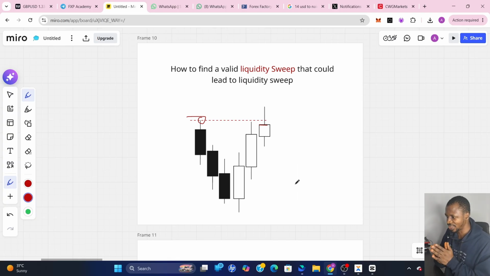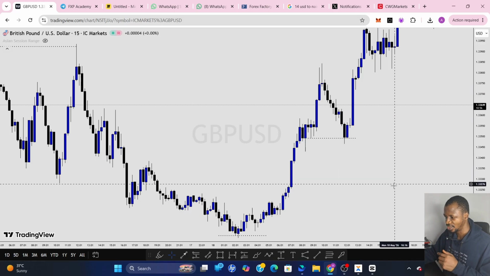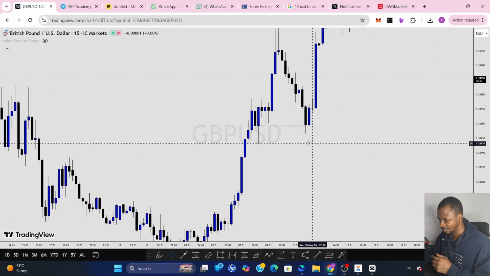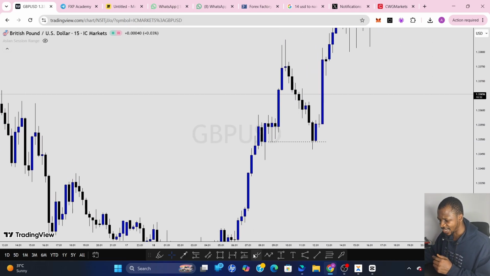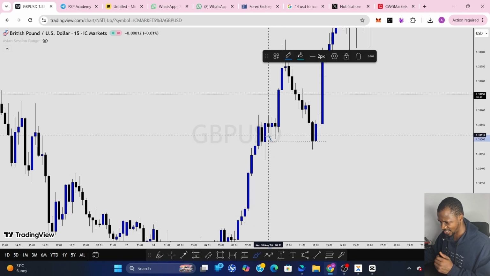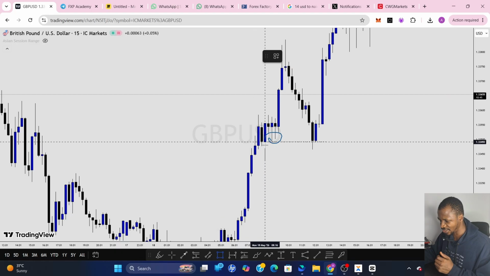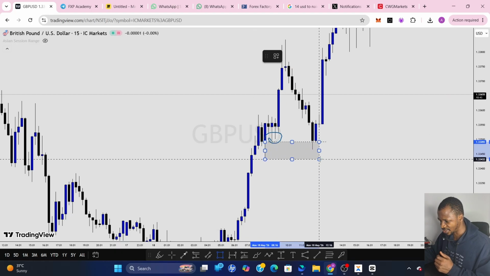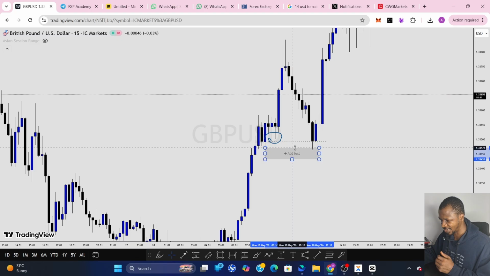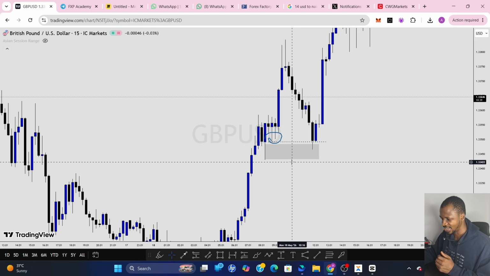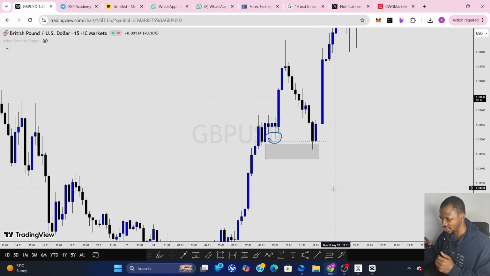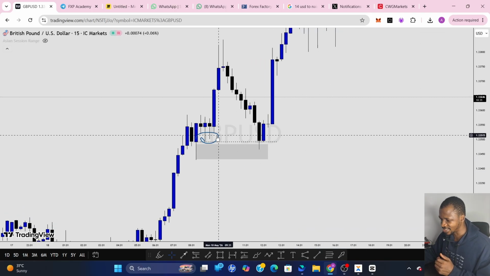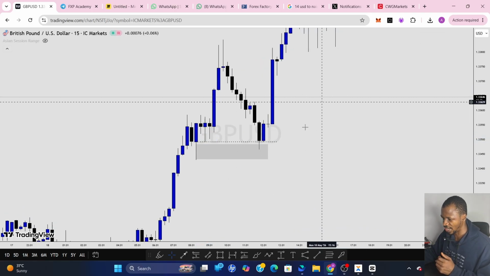Some of you will be like, okay, can you give us an example? Can you show us on the chart? Don't worry, I have you covered, my friend. So look at this chart here. You can see clearly that there's a liquidity sweep right here. Look at the liquidity sweep, and after the liquidity sweep, the market taps into this demand level, right? The market taps into this demand level right here, because I'm using this rejection block. And look at it, my friend. This is your confirmation right here.